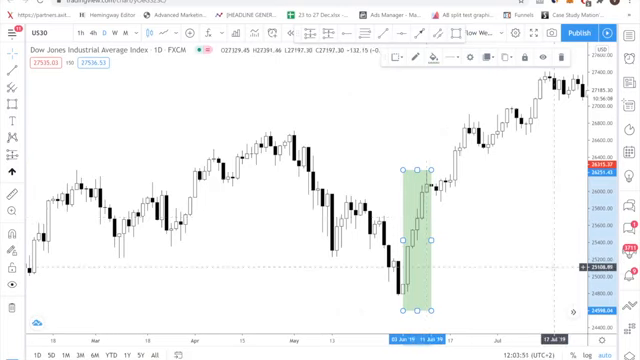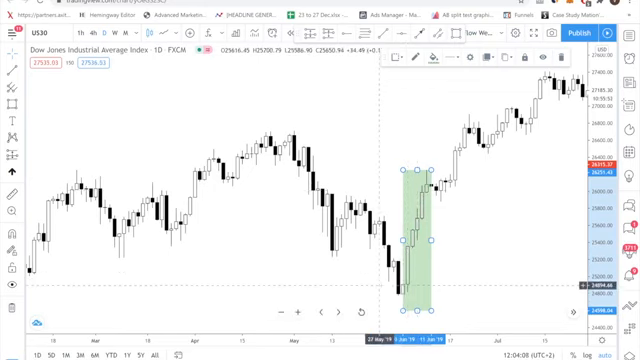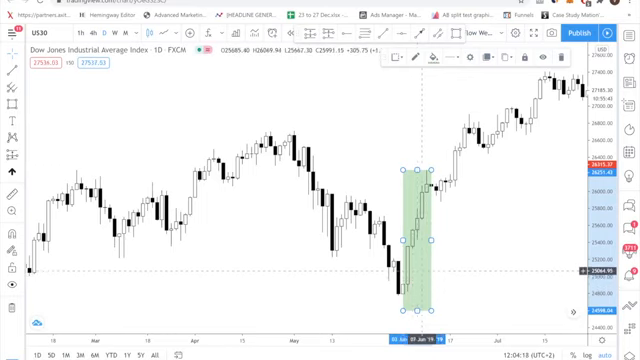Just take a pause and try to understand why I identified this as an impulsive movement. Maybe you want to pause this video, but let me explain. You can see that this impulsive movement is all white candles. In my charts, a bullish candle is white and a bearish candle is black. So you can see that this entire movement here, 1, 2, 3, 4, 5, 6, you have 6 white candles, so it's predominantly one color. That's the first pointer.